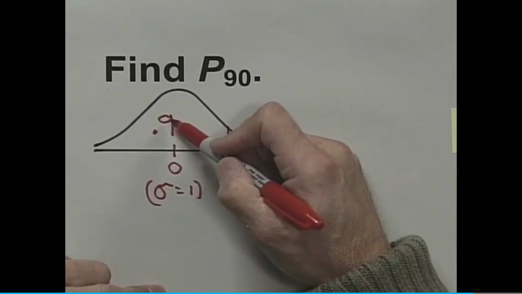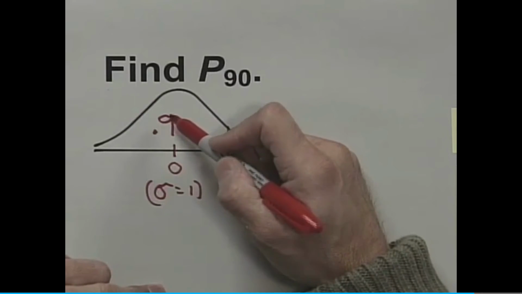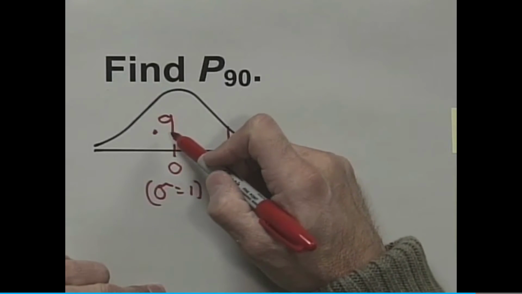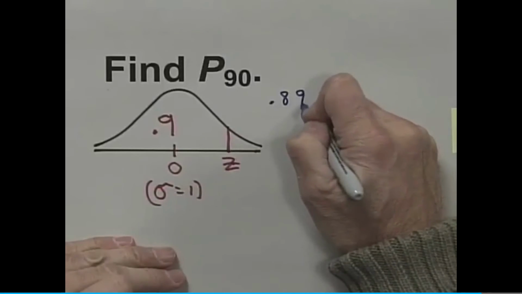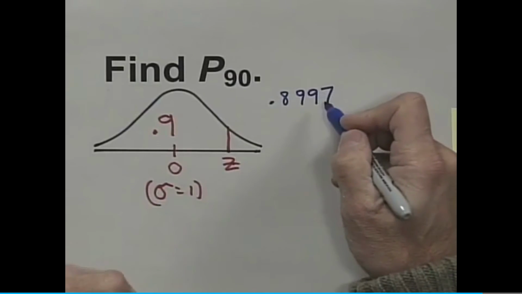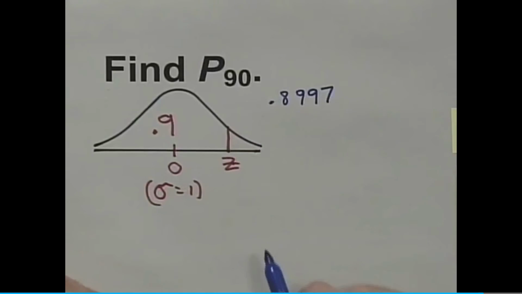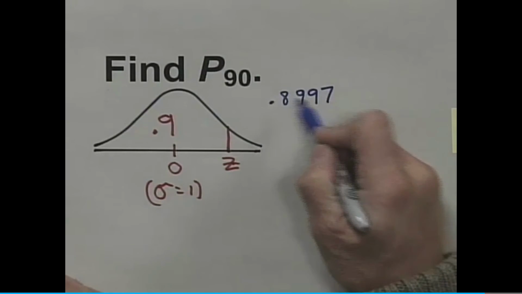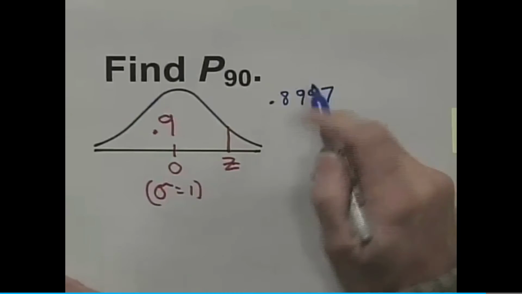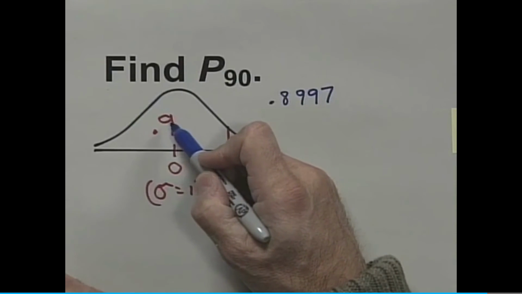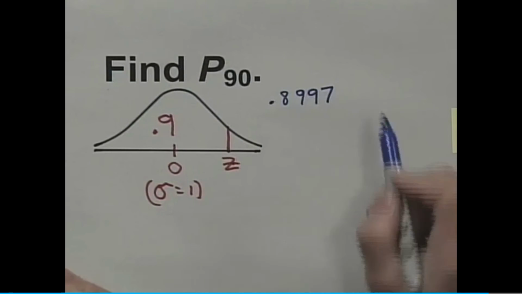So this time I'm going to go back to table 2, and I'm going to look in the body of the table for 0.9. Now, chances are you're not going to find exactly 0.9. In fact, in the body of the table, closest you're going to get is 0.8997. That's pretty close. So we'll take that as being close enough to 0.9. We're looking in the body because it's already an area. Areas are in the body of the table.